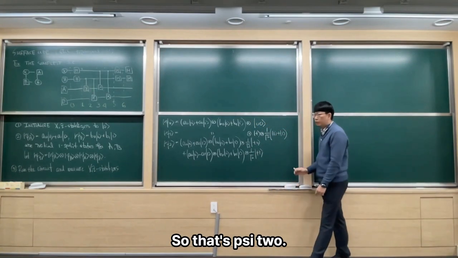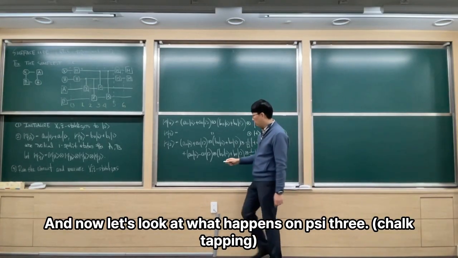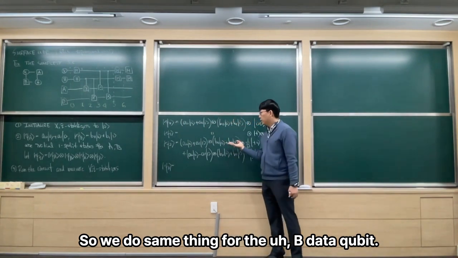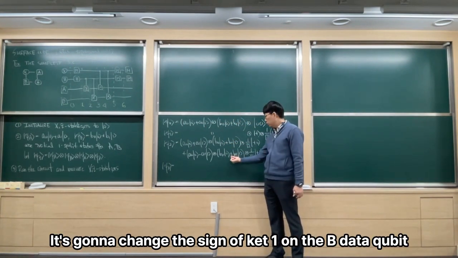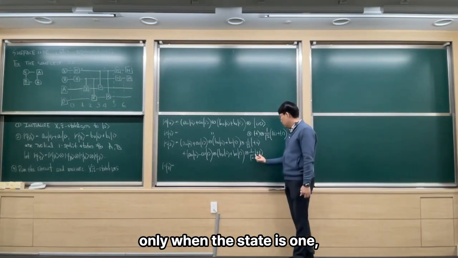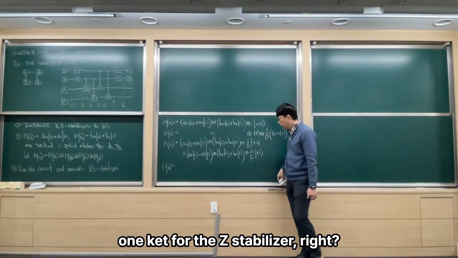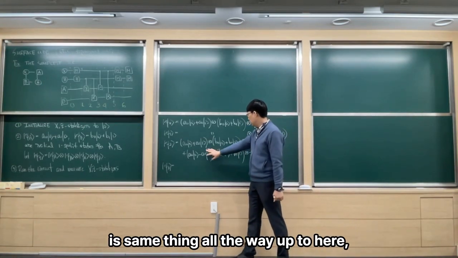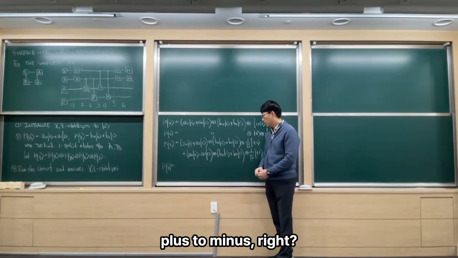Okay, so that's psi 2. And now let's look at what happens on psi 3. So we do the same thing for the B data qubit. So you can see what's happening. It's going to change the sign of ket 1 on the B data qubit only when the state is 1 ket for the Z stabilizer, right? So we can assume that this is the same thing all the way up to here, and then it will just change this sign plus to minus, right?